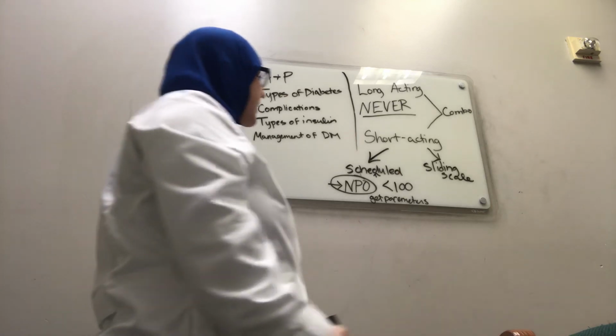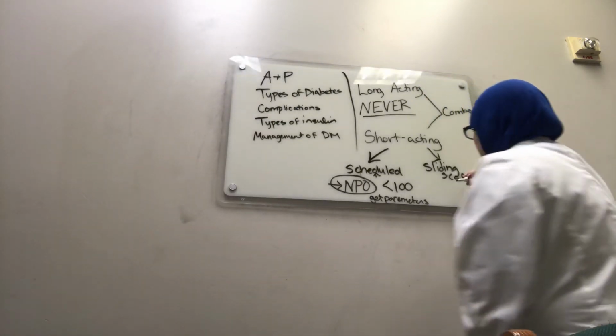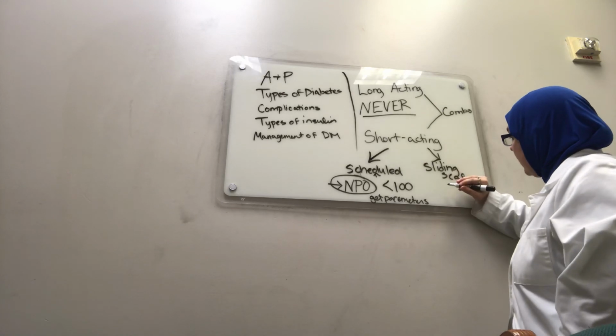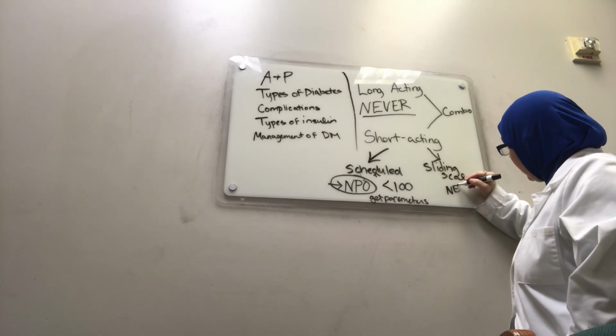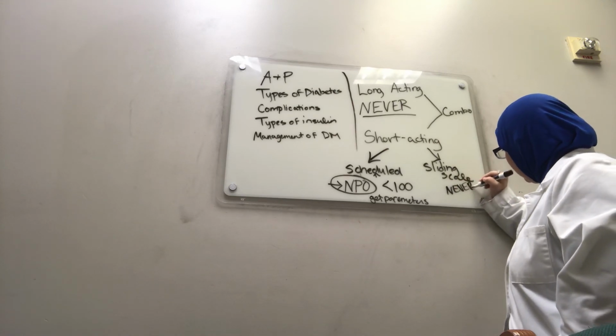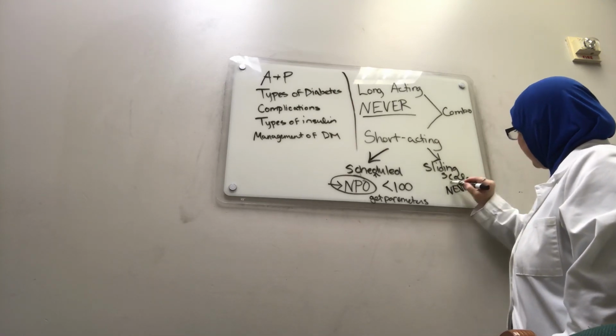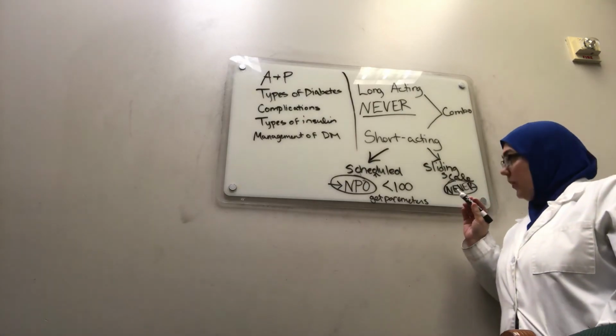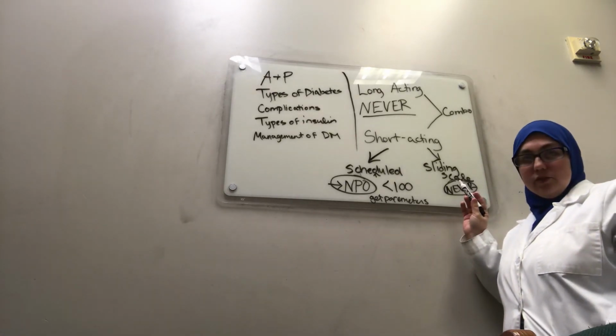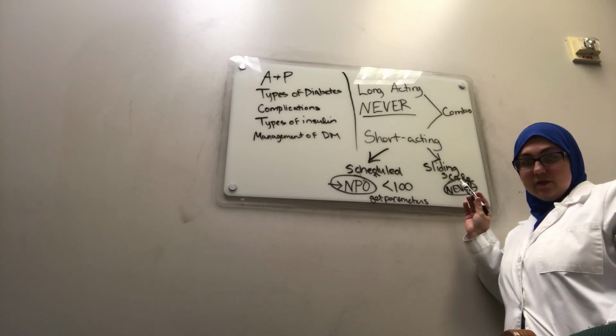And then the sliding scale, when should you hold the sliding scale? The sliding scale should never be held because it treats the blood sugars when they're already high. So we want to treat the blood sugars when they're high. We have a Q6-hour sliding scale for patients who are NPO. Just because they're NPO doesn't mean that they don't need glucose control.